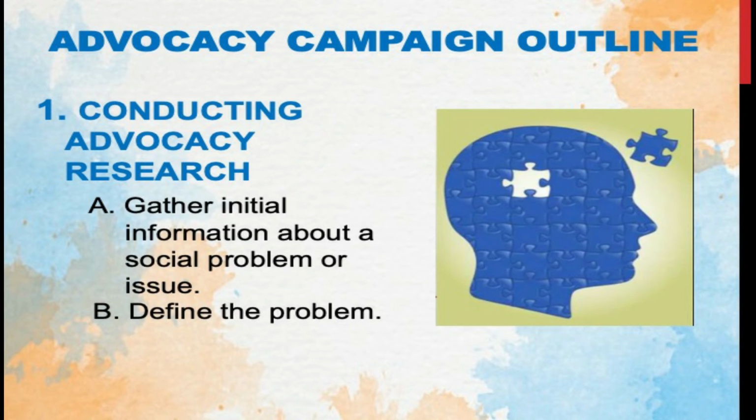First, you're going to conduct an advocacy research. What you will do is gather initial information about a social problem or issue. This includes beginning research to understand the problem. Next is to define the problem. There are 3 steps that you can do. First, become aware of the issue. Second, refine the problem within the small group or organizational context. And the third is to determine the problem priorities.